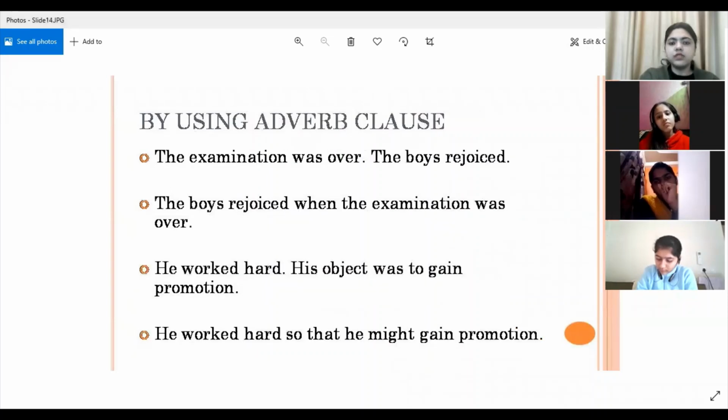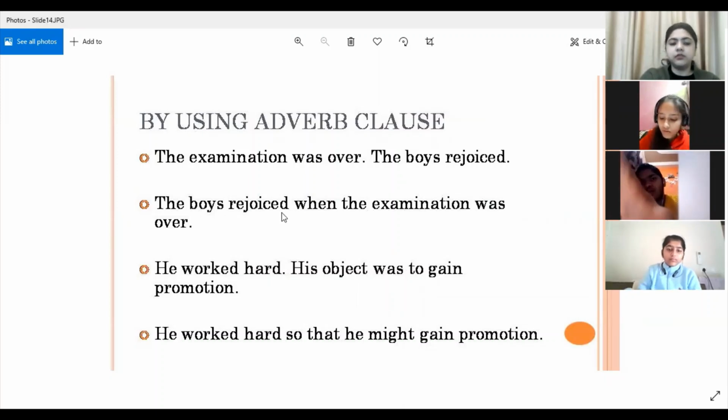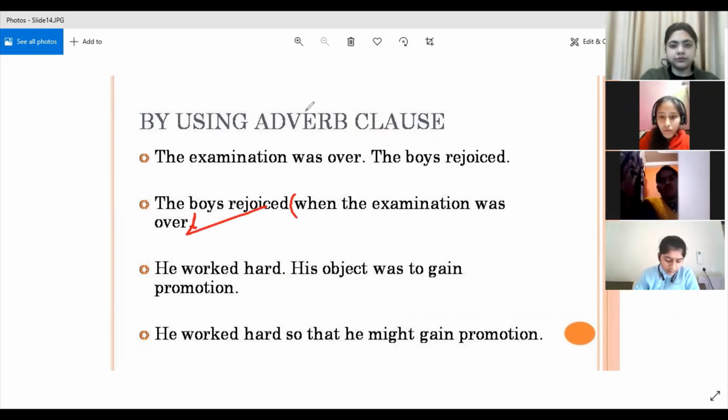Then by using an adverb clause: the examination was over, the boys rejoiced. The boys rejoiced when the examination was over. So this is telling you adverb of time. Okay, when the examination was over is your adverb clause.